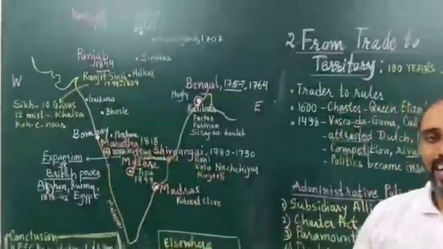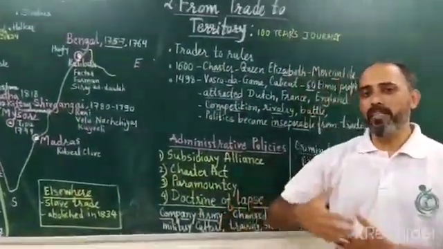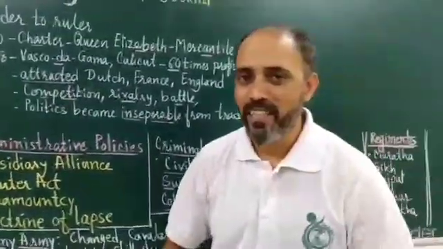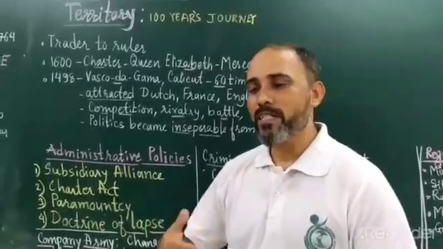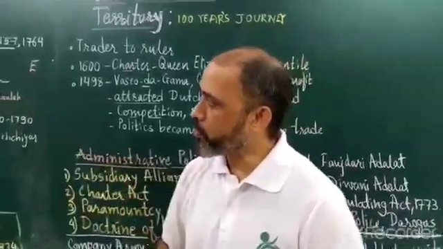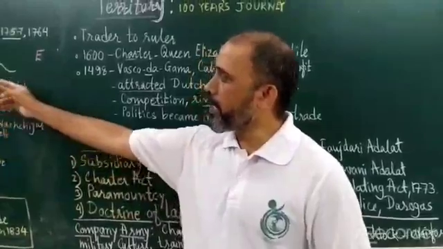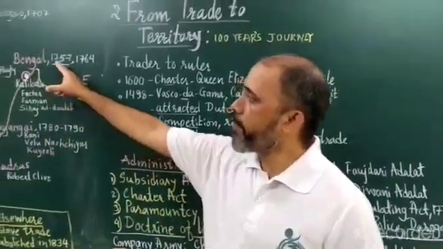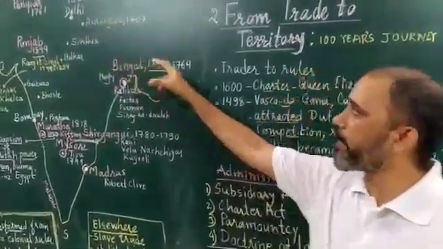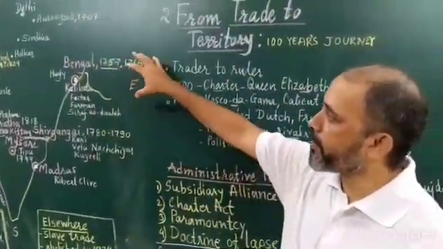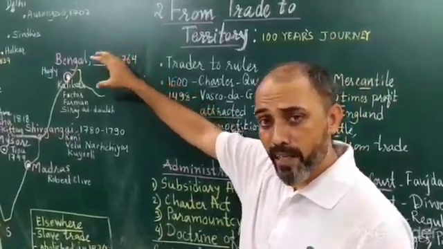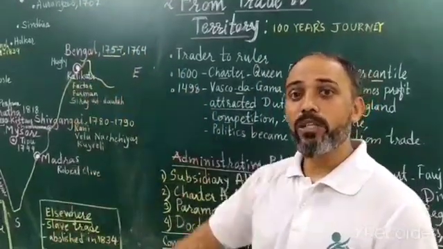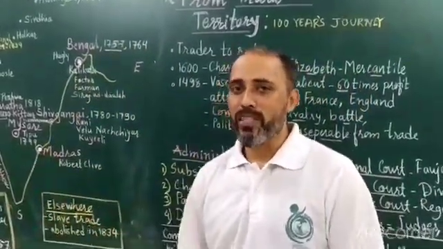So now, after studying how the British came as traders somewhere in 1600 AD, and later how they set up their factories on the western coast, then concentrated on Madras, Calcutta and this region, and later, from 1757 to 1857, in this 100-year period, the journey of the British East India Company from trader to ruler is completed. Now they actually became rulers of India.